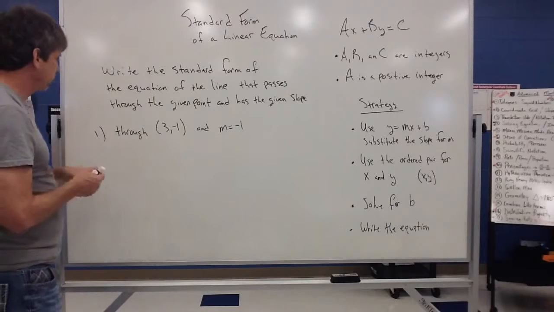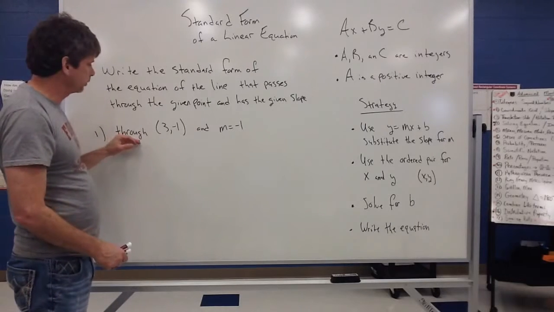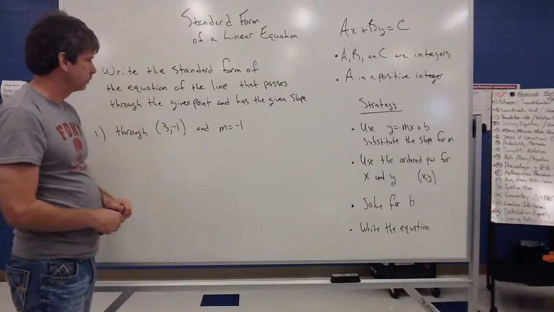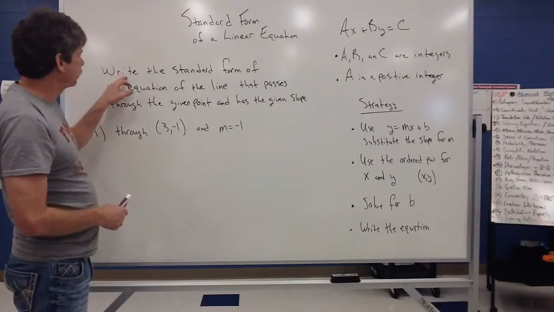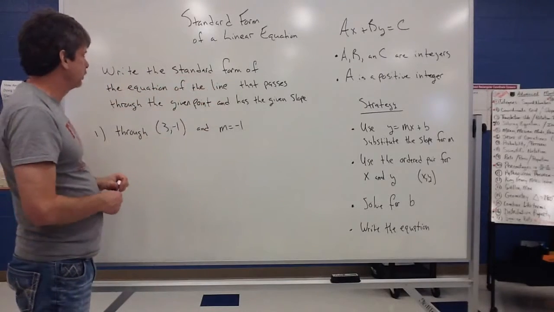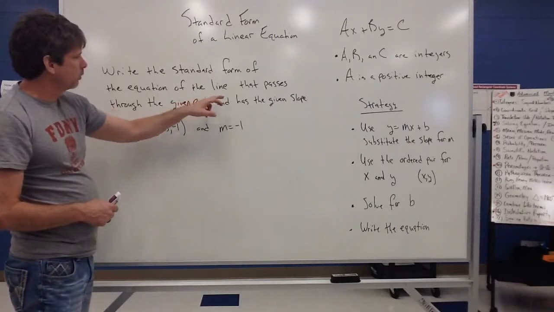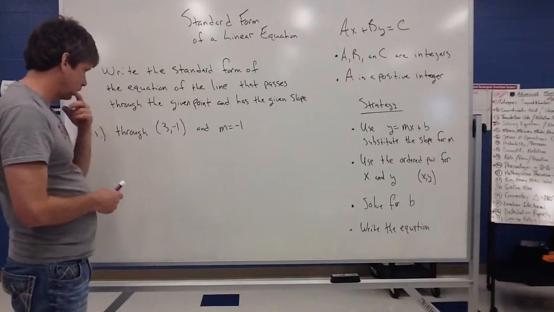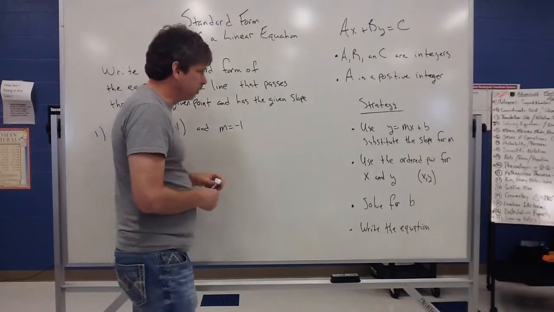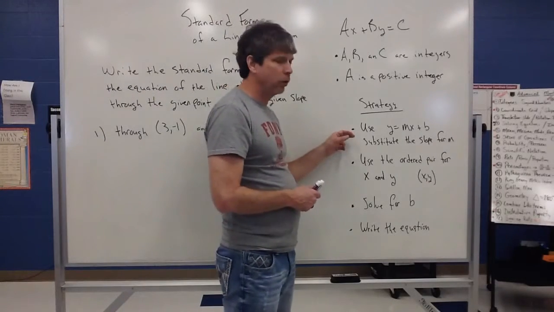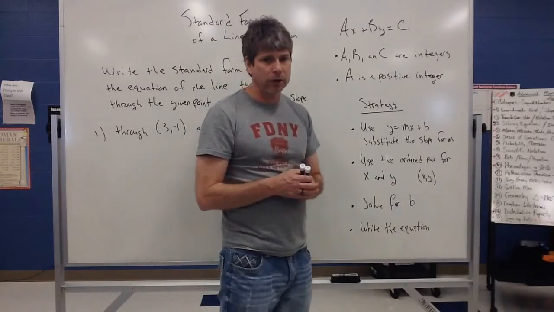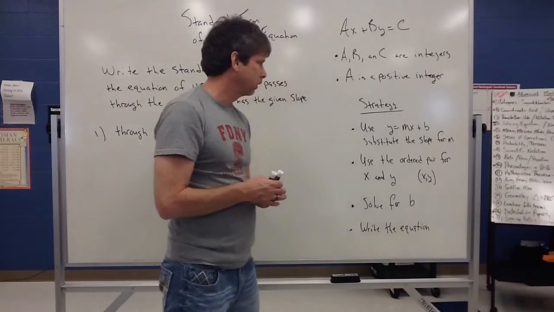So let's see what they gave us here. They gave us a point, (3, -1), and they gave us a slope of -1. So what we want to do is write the equation in standard form for the line that passes through the given point and has the given slope. So our strategy on this example is we want to use the slope-intercept form to create what we call a linear equation, and then we'll work from there.